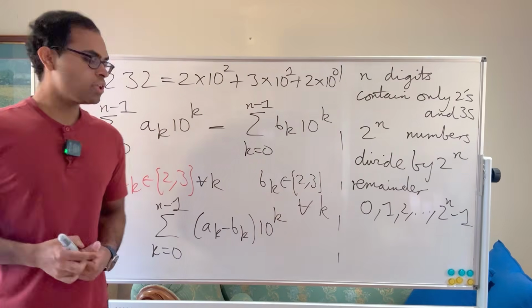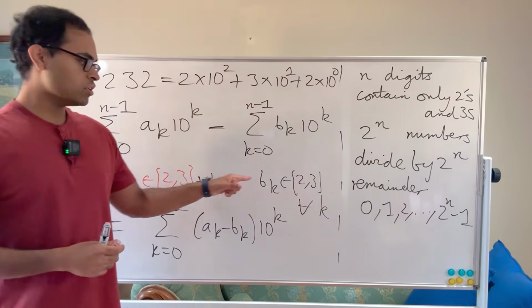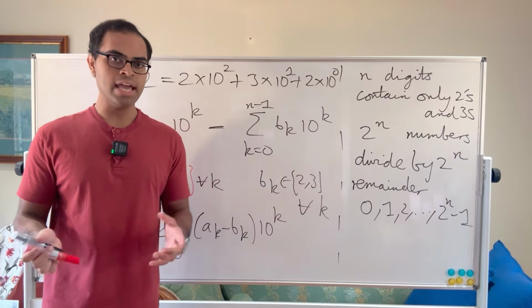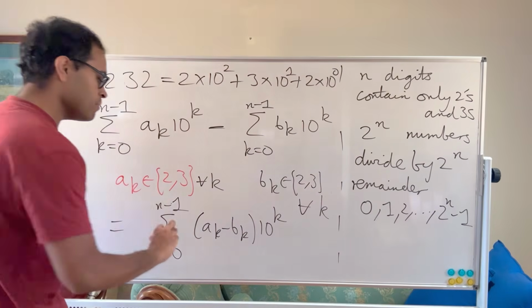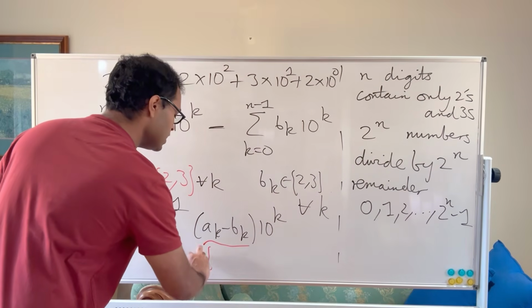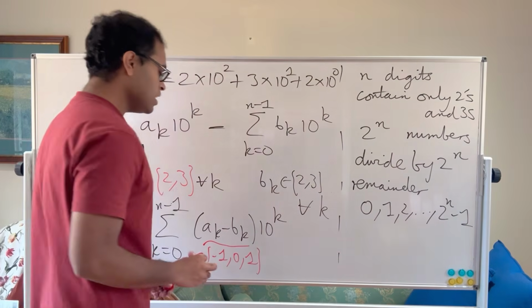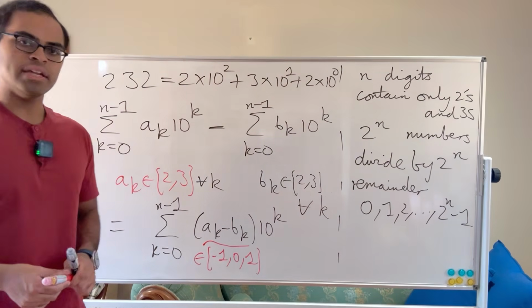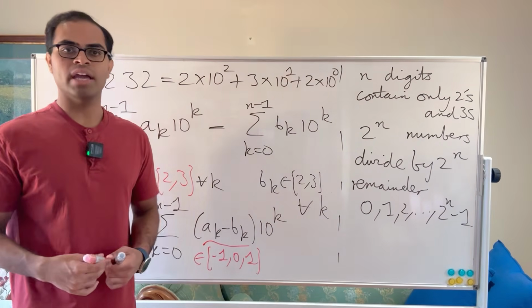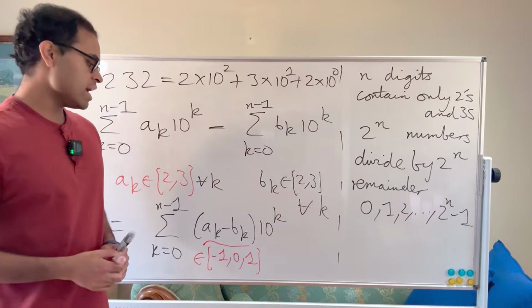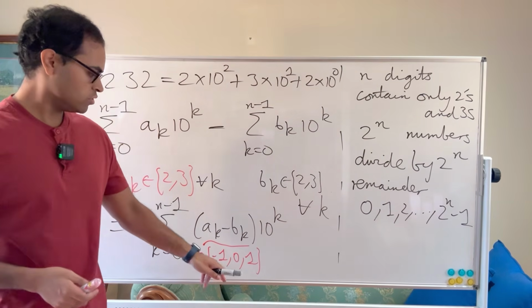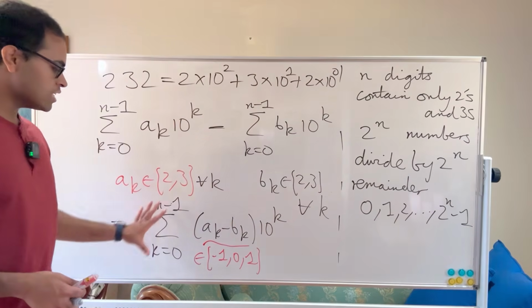And now observe the following. Because ak is either 2 or 3 and bk is either 2 or 3 for each k, the possible differences ak minus bk are all inside the set consisting of -1, 0, and 1. If ak is 2 and bk is 3, you get -1. If ak is 3 and bk is 2, you get 1. And if ak and bk are equal, either both 2 or both 3, you get 0. So this is the expansion of the difference.